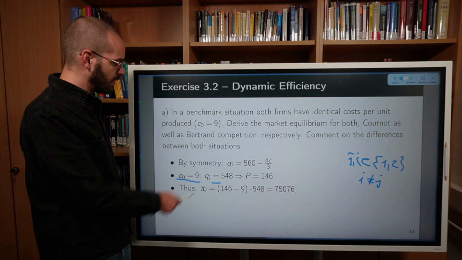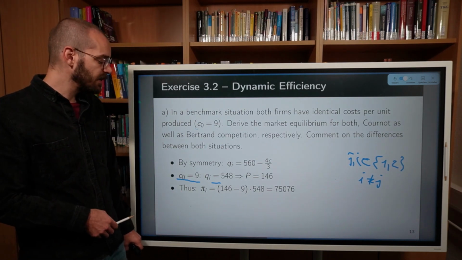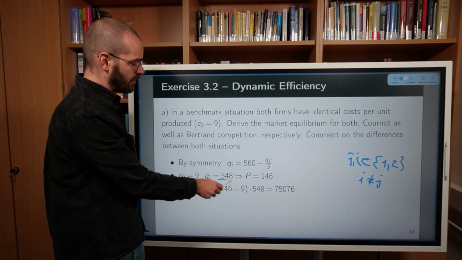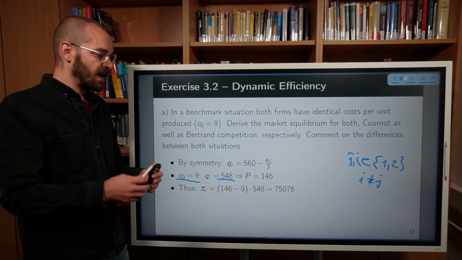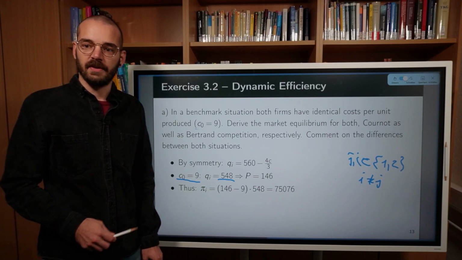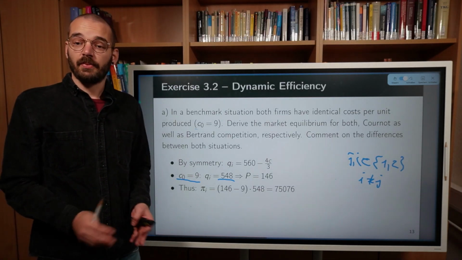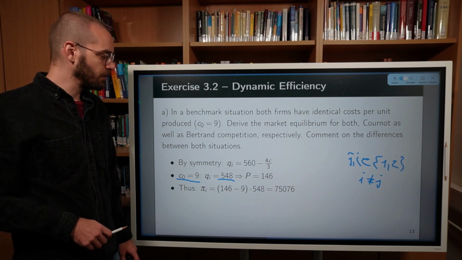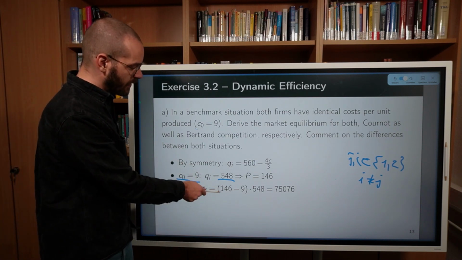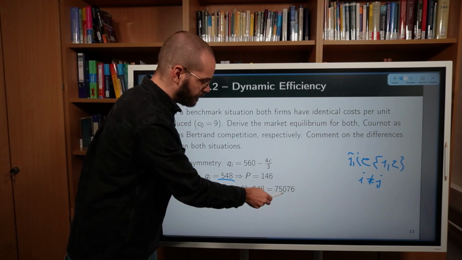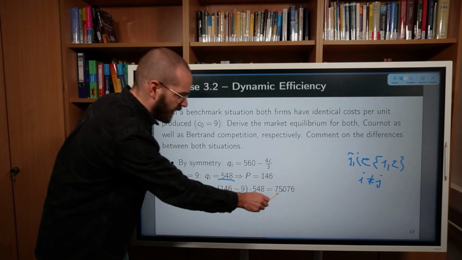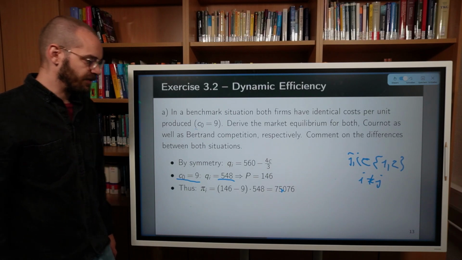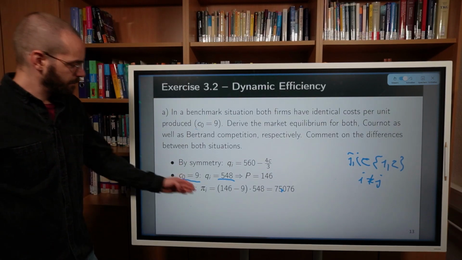So for a constant marginal cost C0 equal to 9, we know that the quantity each firm produces in the market equilibrium equals 548, which results in a market equilibrium price of 146. With this quantity and price in equilibrium, we can then calculate the profits of each firm, simply by using this quantity and this price. And then we know that each firm has a profit of 75,076.